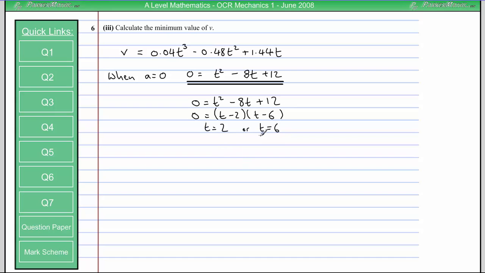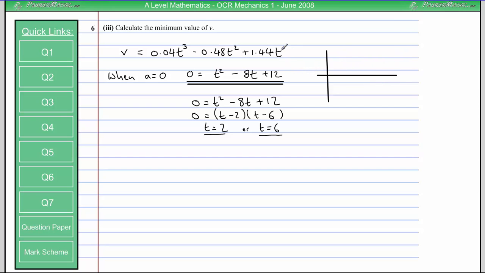However, one of these points will be a maxima and not a minima. We need to figure out which one is the minima, and we can do that quite easily by thinking about the rough shape of the graph. So we know it's a cubic equation, and the coefficient of t cubed is positive. That means our graph will go up, down, up.